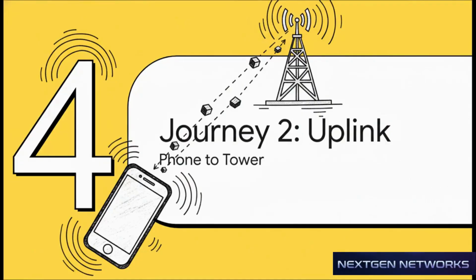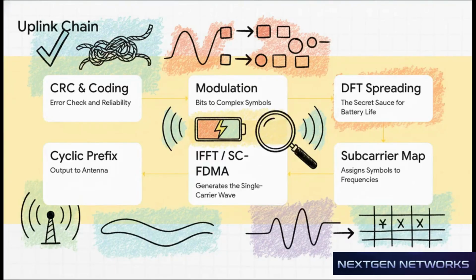All right, time to flip the script. We've seen how data gets to you, but what happens when you hit send? Let's follow the data on its journey back to the tower, the uplink path. At first glance, the uplink assembly line looks pretty similar, doesn't it? You got your error checking, your coding, your modulation.